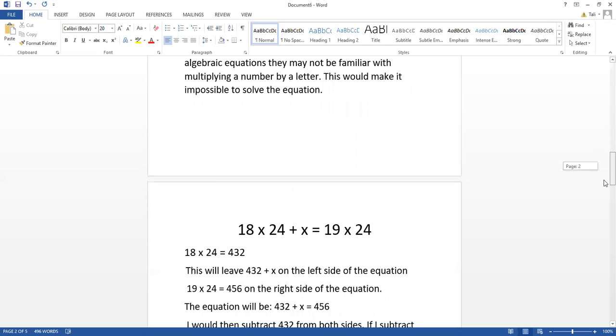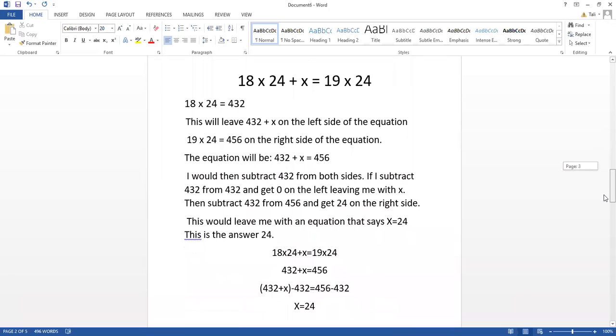The second part of this equation is taking into account that the student knows how to solve an algebraic equation. So I have 18 times 24 plus x equals 19 times 24. 18 times 24 equals 432, and I would have 432 on the left side of the equation. Then I would take 19 times 24 on the right side of the equation, and I would get 456.